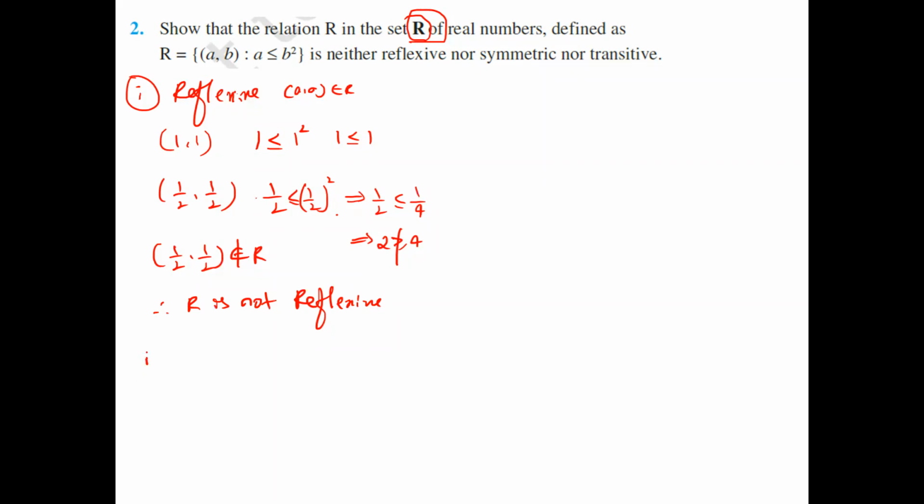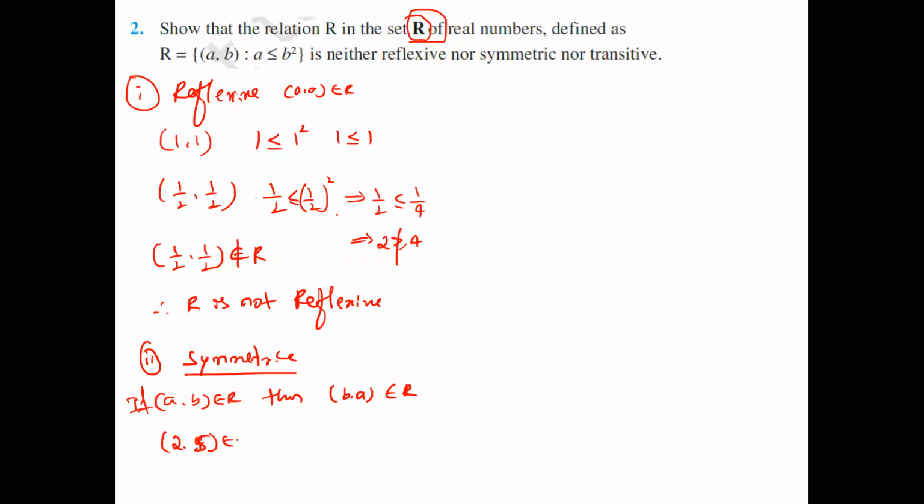Next, I'll take symmetric. What is the symmetric condition here? We know that if (a, b) belongs to R, then (b, a) belongs to R. Now (a, b) means you have to take one small example. I'll take (2, 4). Instead of (2, 4), I'll take (2, 5). Why I'm taking (2, 5), I'll explain that.